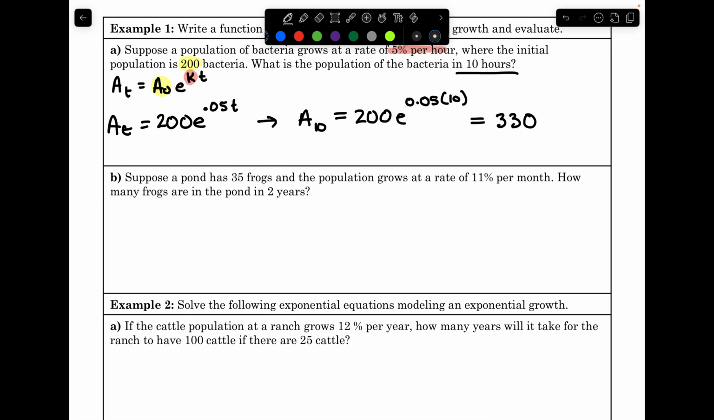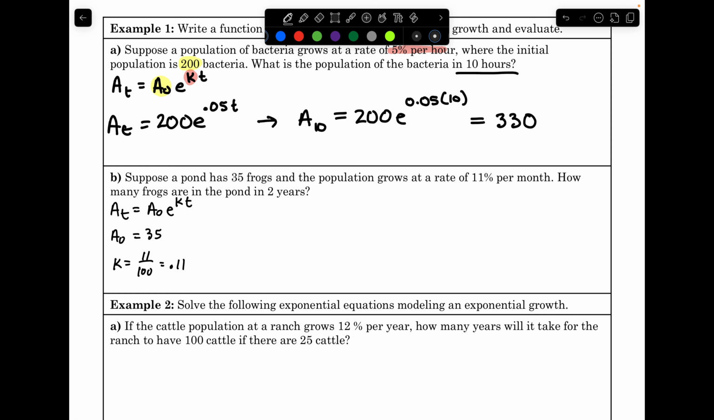In the second example, suppose a pond has 35 frogs and the population grows at a rate of 11% per month. How many frogs are there going to be in 2 years? Again, you need to know and have this formula memorized for your quizzes and exam, as this is your model for this situation. So our A of 0 is 35 frogs, and the k is 11%, so 11 out of 100, which is 0.11.